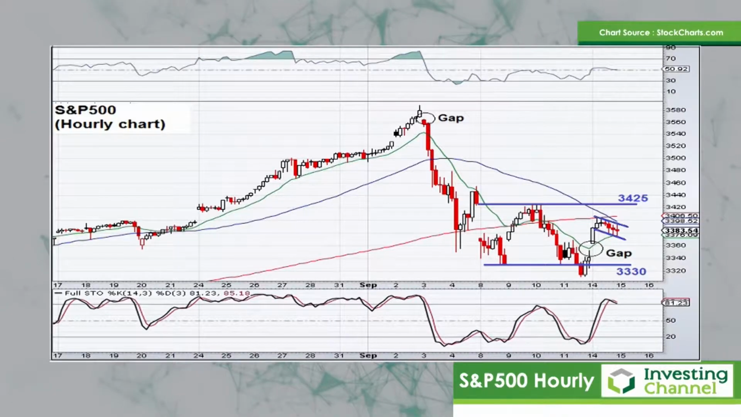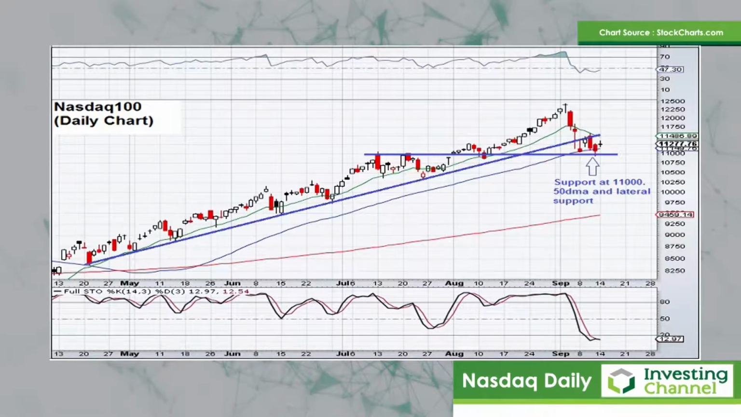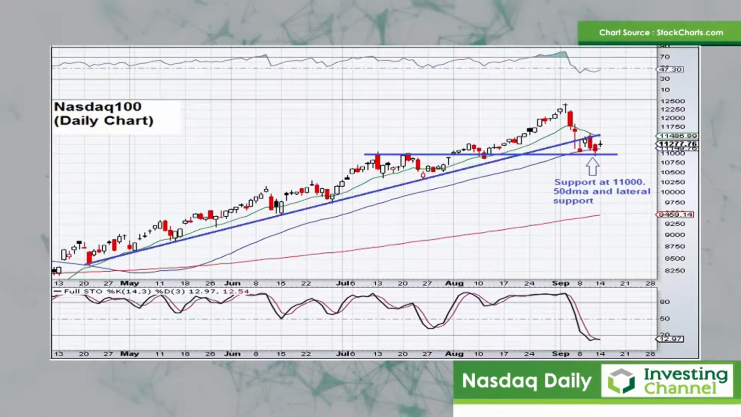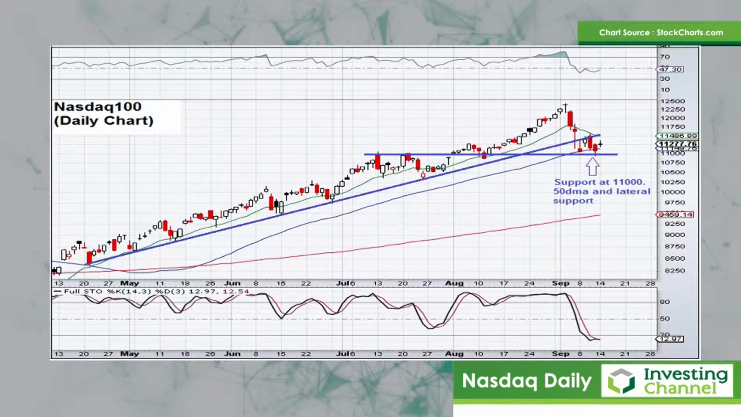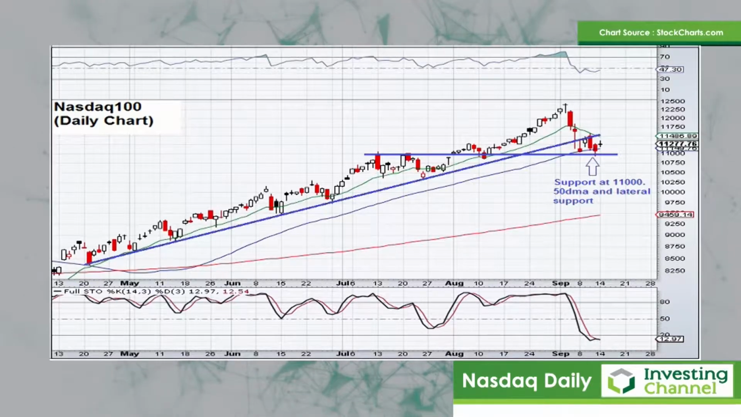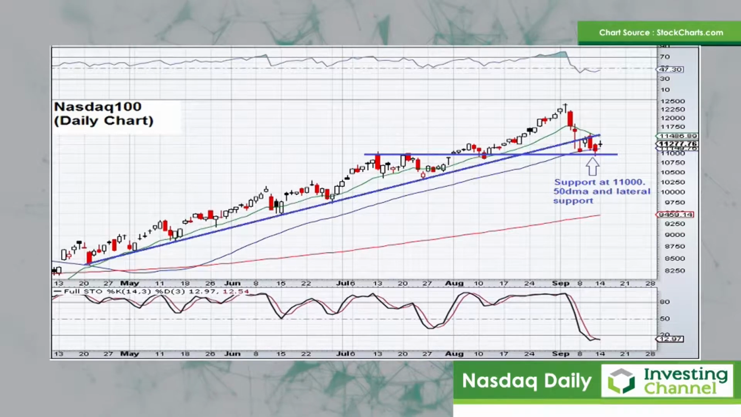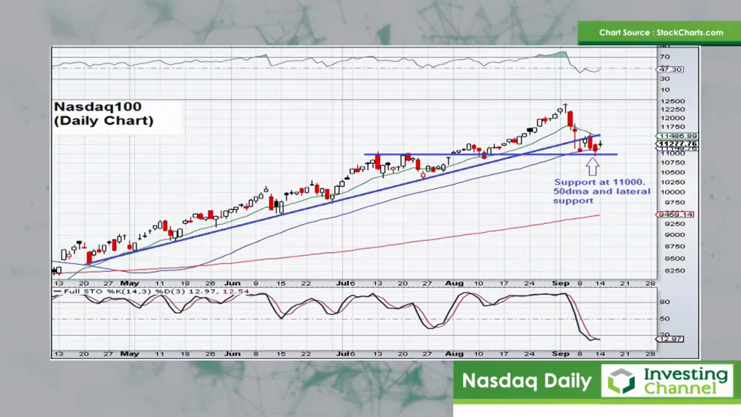Let's then take a look at the Nasdaq 100, and here we start with a look at the daily chart. Very much similar to the S&P 500 in the respect that it's broken down below that very nice linear upward trend that had been intact for the last couple of months. But again, notice this index is finding support at the 50-day moving average, and also there's some lateral support there at about 11,000 on the Nasdaq 100. So thus far, it seems as if it's holding that 11,000 support, but also it's finding a little bit of resistance at the underside of the 15-day exponential moving average there.